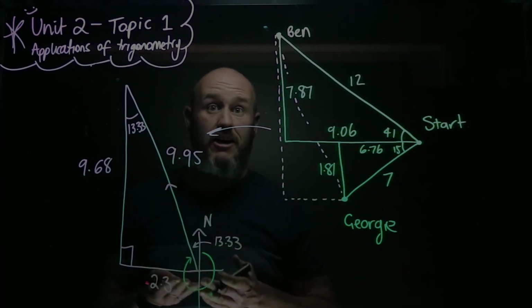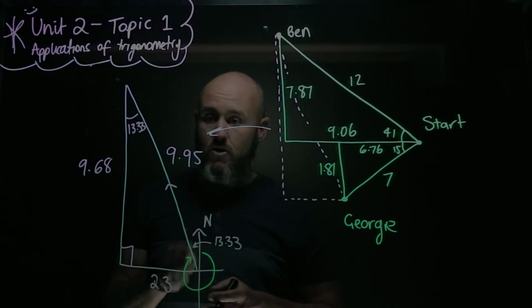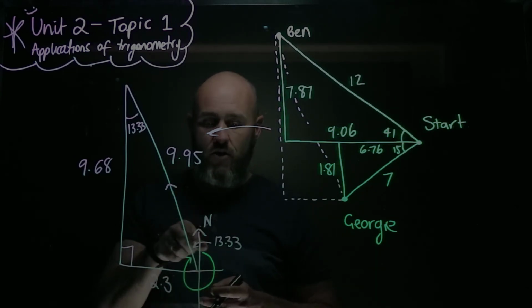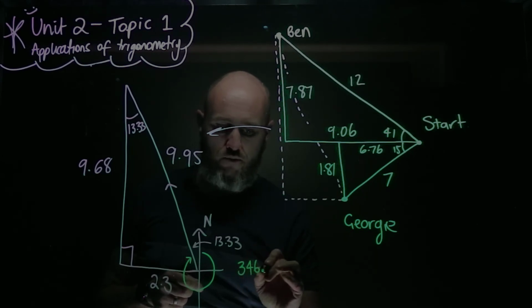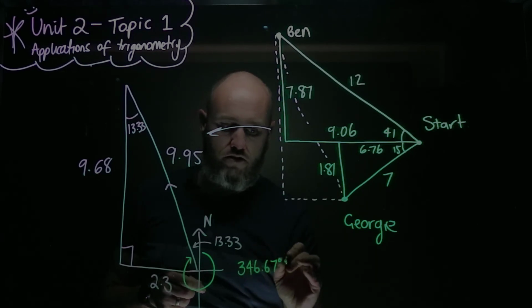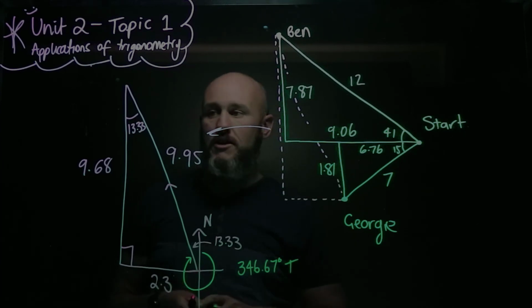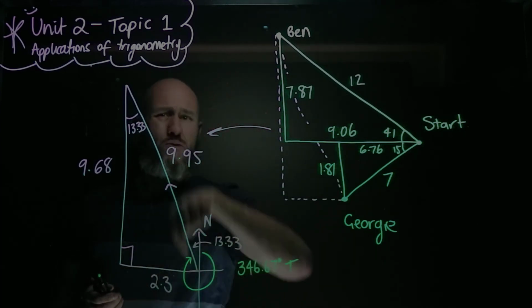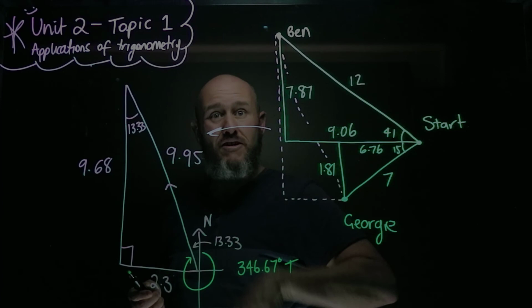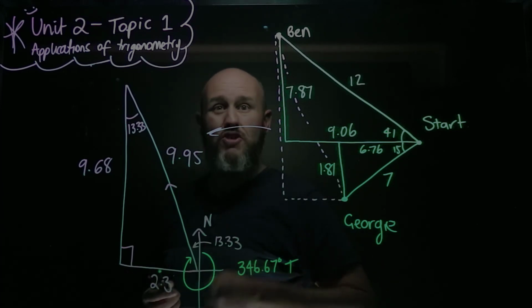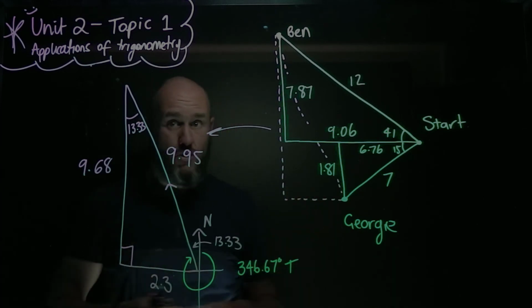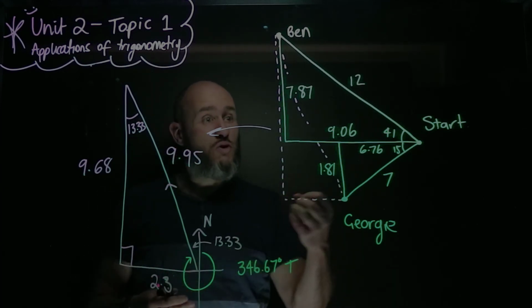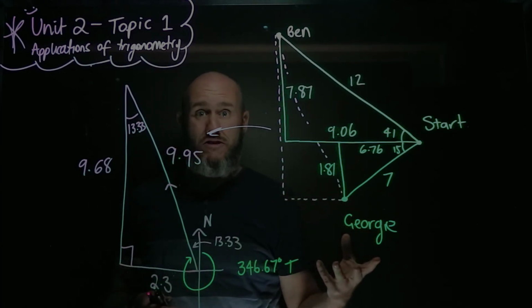In fact, we can now say to Georgie, if you want to get to Ben, you've got to walk 9.95 kilometres on this bearing, and that bearing was 346.67 degrees true. Or we could say to Ben, if you want to get to Georgie, you've got to walk 9.95 kilometres in the opposite direction, as a back bearing, which would be this minus 180, 166.67. So that was a pretty tough question, but realistically, with a good diagram, anybody can do that question.